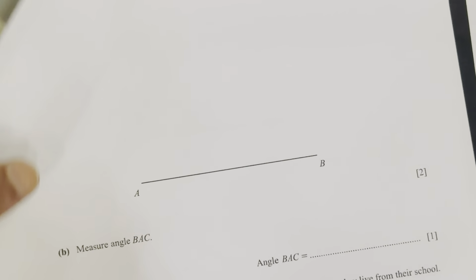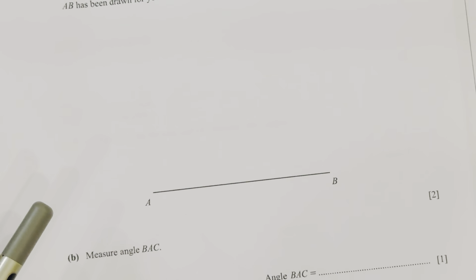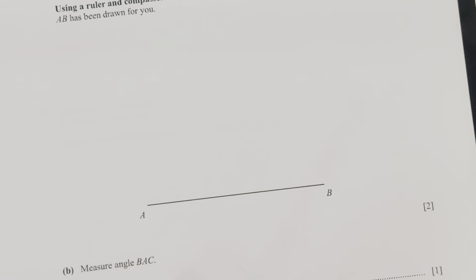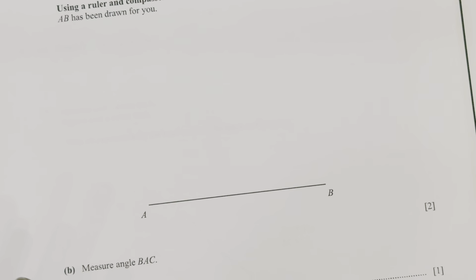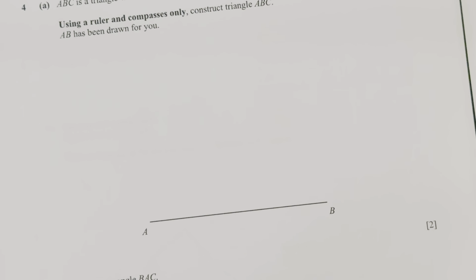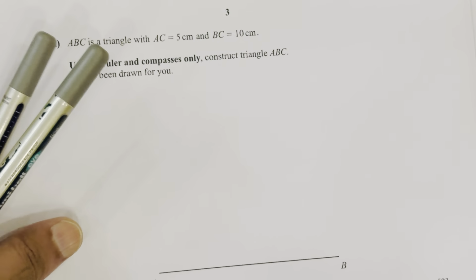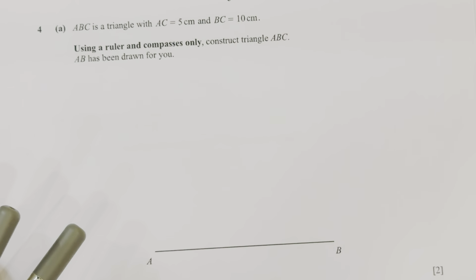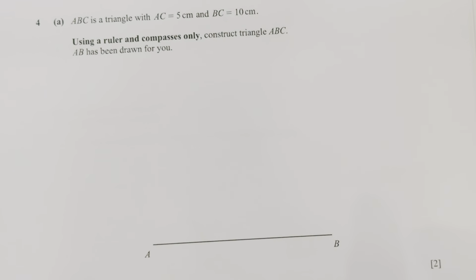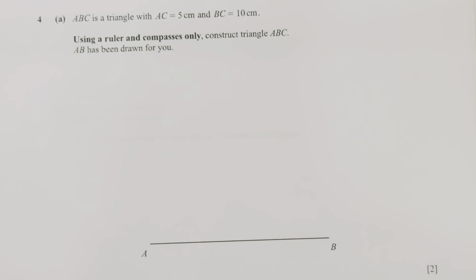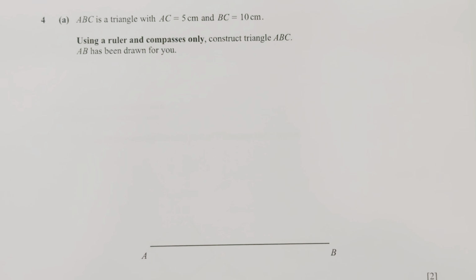Question number 4 is that ABC is a triangle with AC equal to 5 centimeter and BC equal to 10 centimeter. Okay, I need to repeat this question. Question number 4 states that ABC is a triangle with AC equal to 5 centimeter and BC equal to 10 centimeter. Using a ruler and compass, construct triangle ABC.